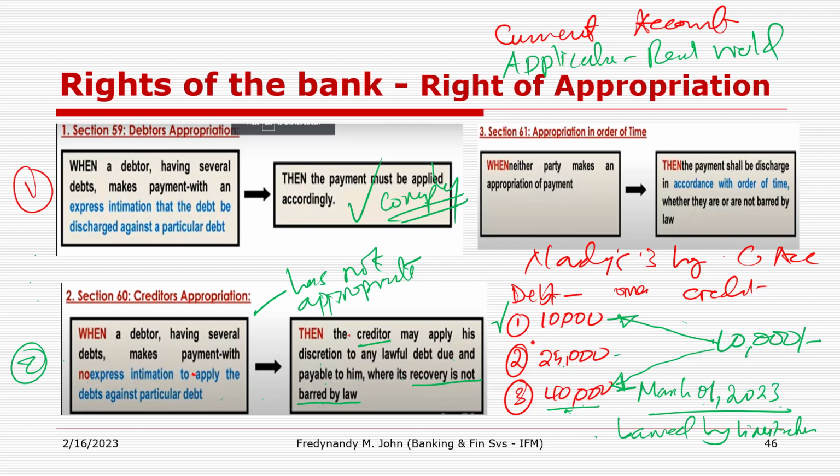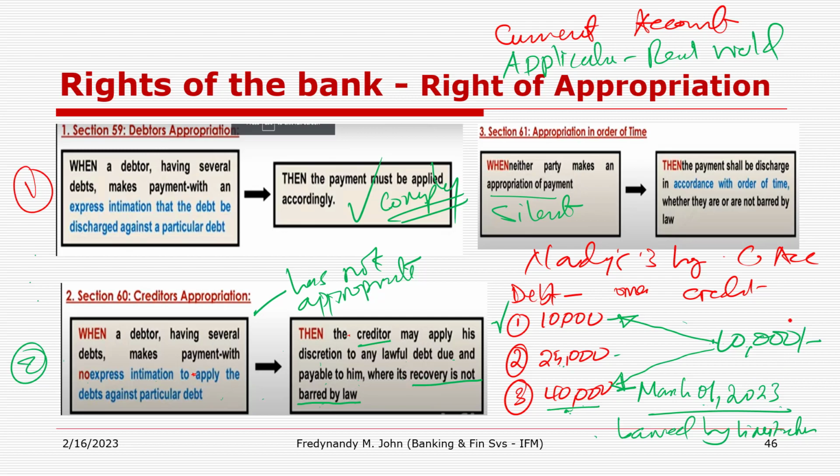Now, what if neither the bank nor the customer appropriates? That is to say, what if both banker and customer are silent? Now, if both the banker and customer are silent, the payment shall be discharged in accordance with order of time, whether the debts are or are not barred by the law.